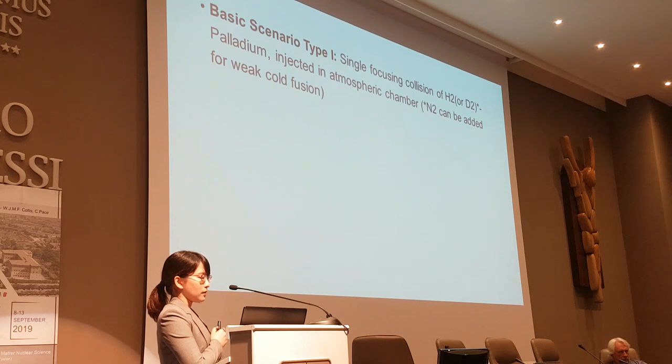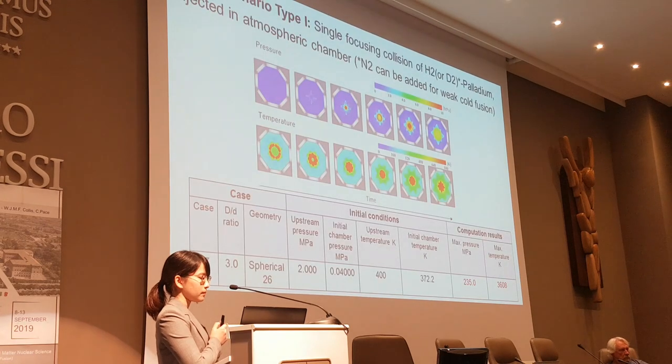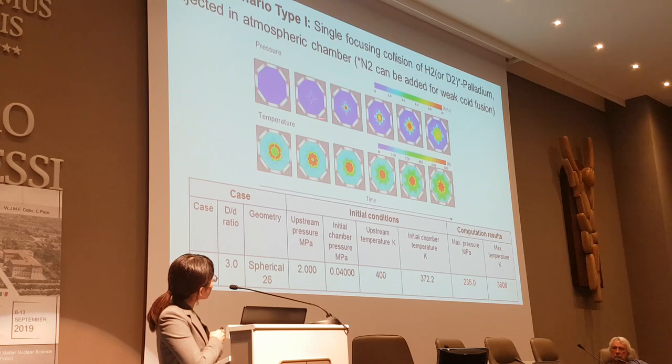So next I'll explain the first scenario type that I've explained earlier, which is single focusing collision of hydrogen or deuterium and palladium injected into an atmospheric chamber. And these are results of the supercomputer simulations. For basic scenario type 1, we obtained the maximum pressure over 200 megapascal, and the maximum temperature over 3,000 Kelvin. And these are time histories of the pressure distribution and temperature distribution at the center of the reaction chamber.